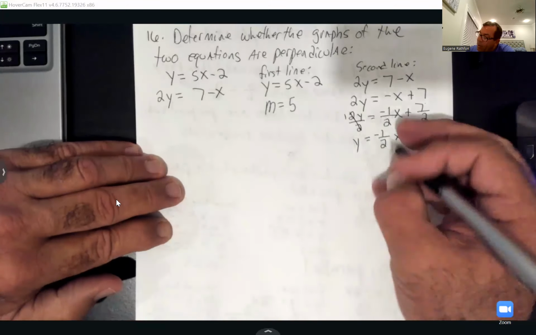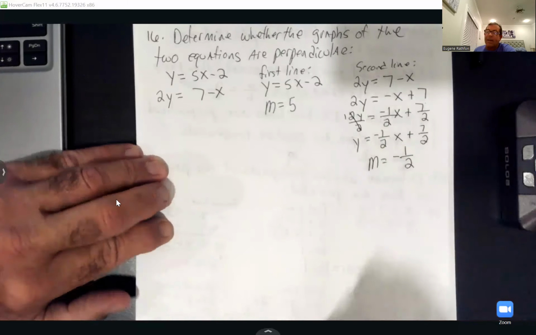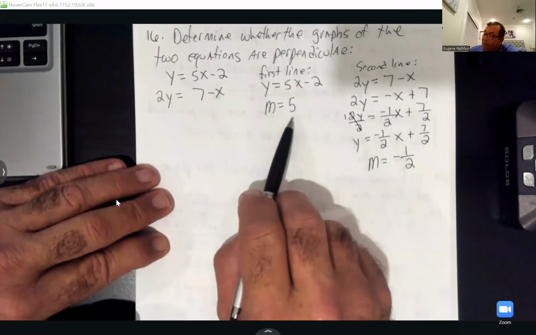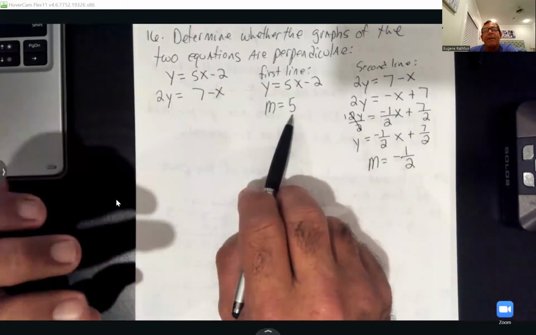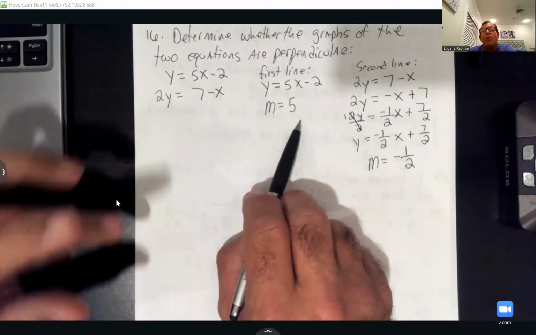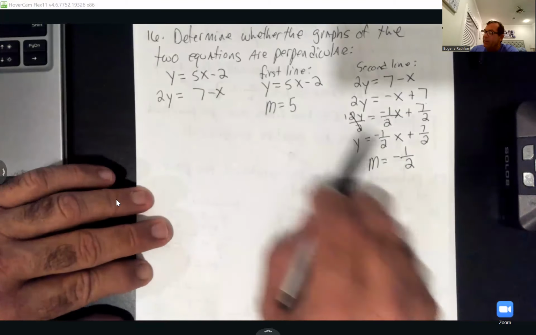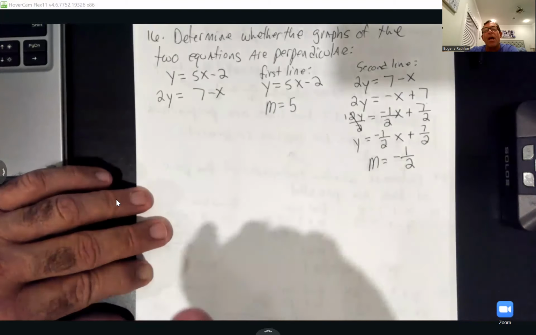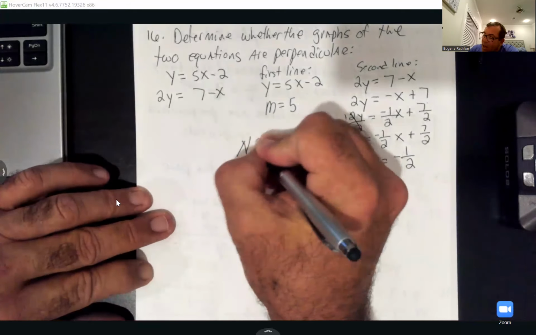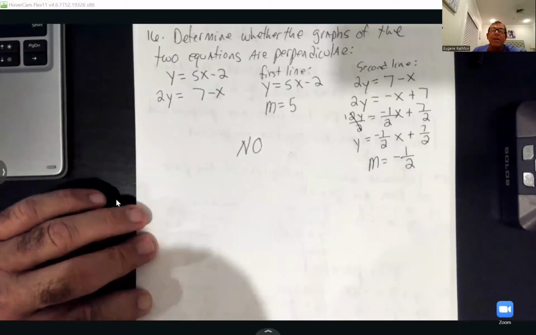All right, so the m on this one is a negative 1/2. So y'all, this slope was 5. And the opposite of 5, its reciprocal would be 1/5, and we would make that a negative 1/5. But we got a negative 1/2. So these slopes are not negative reciprocals of each other. So no, those lines are not perpendicular.